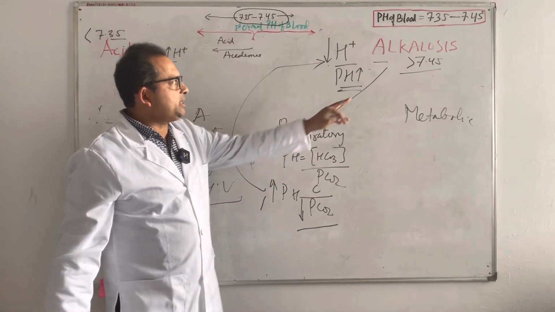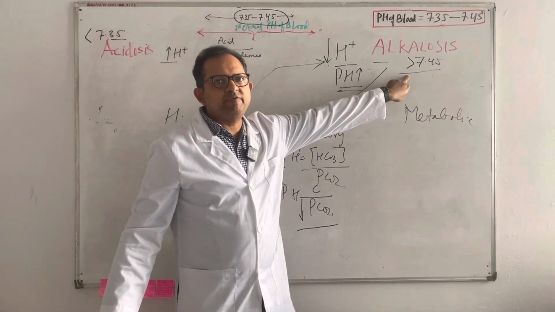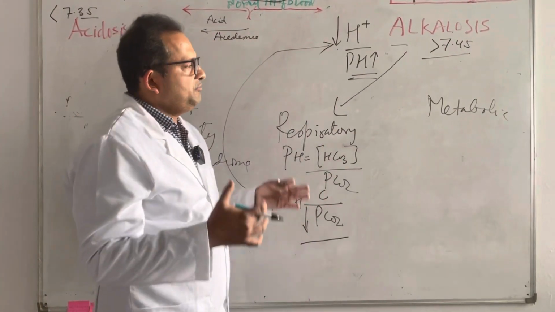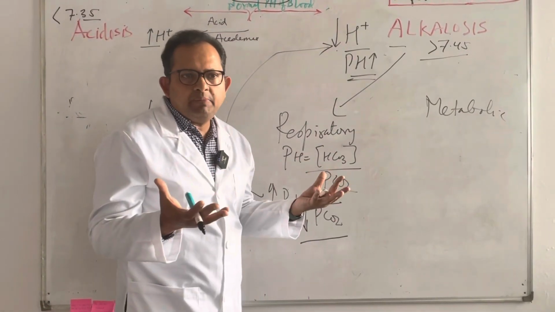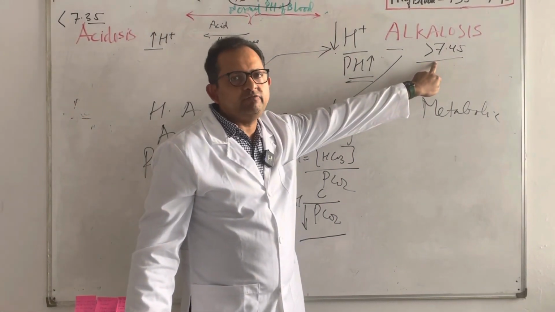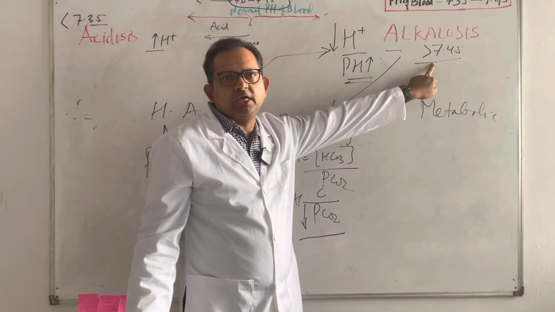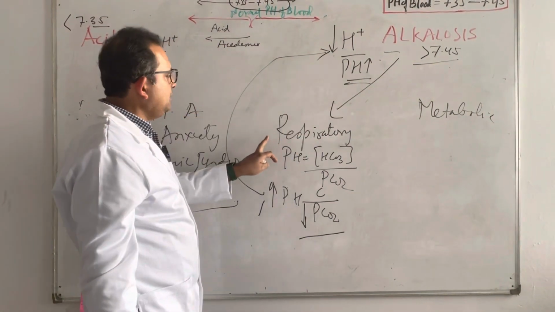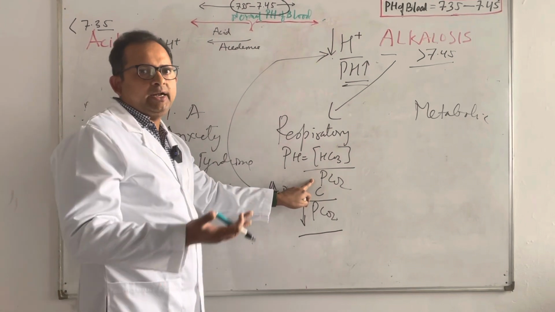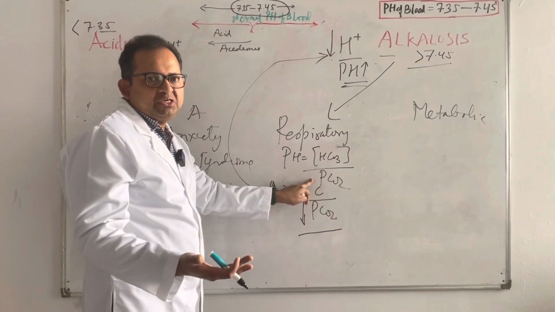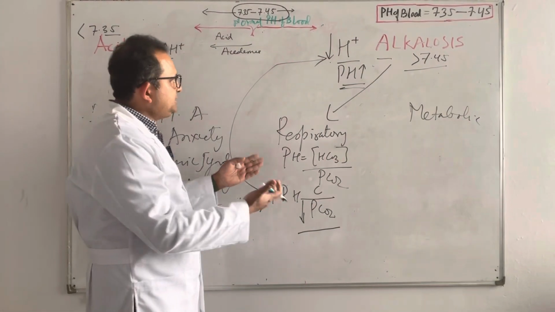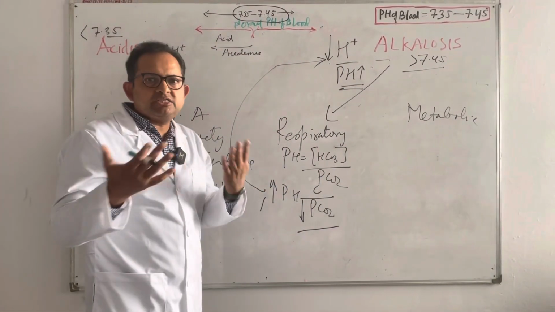So now you will look at the pH. pH is more than 7.45. Oh, this is alkalosis. If you look at the ABG report, you look at the pH, that is more than 7.45, that means it's alkalosis. Now what will you look for? You will look for the PCO2. The PCO2 is low, lower than 20 mmHg. That means pH is higher, and that is alkalosis, and that is respiratory alkalosis.